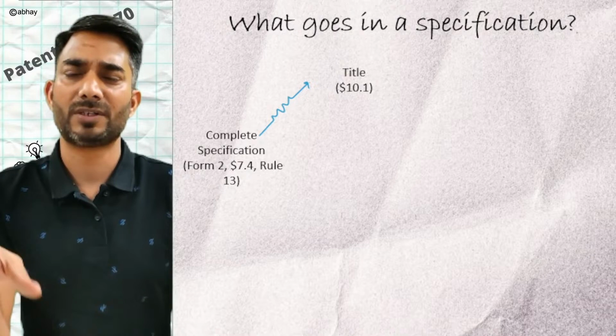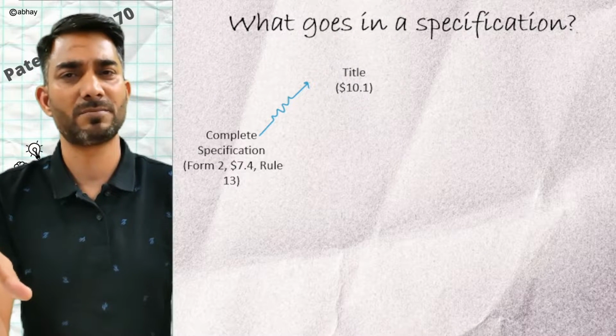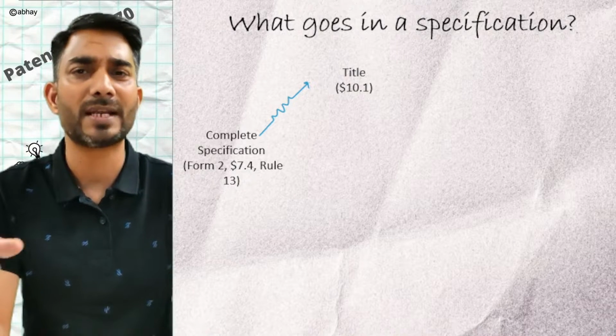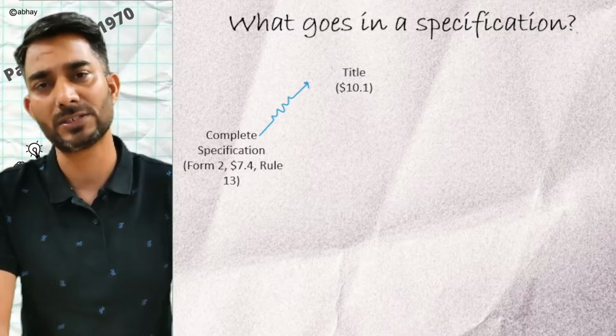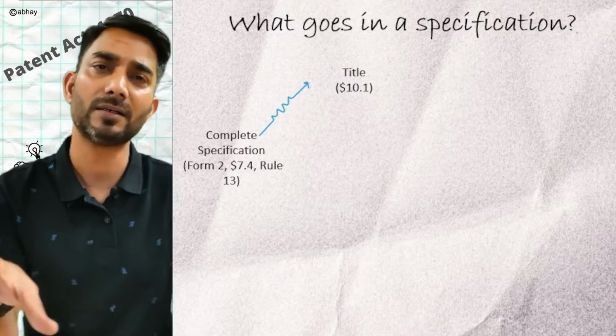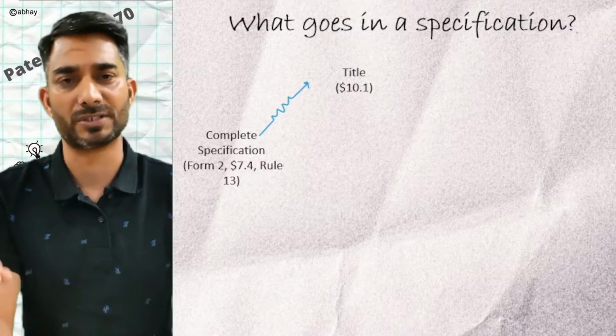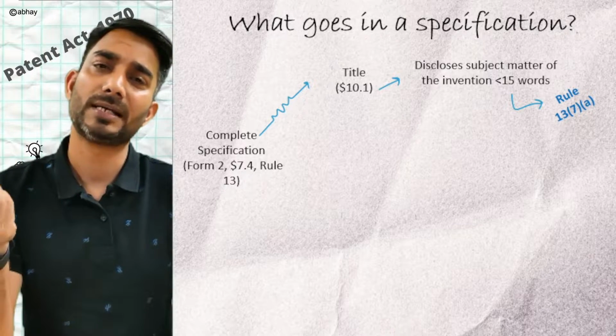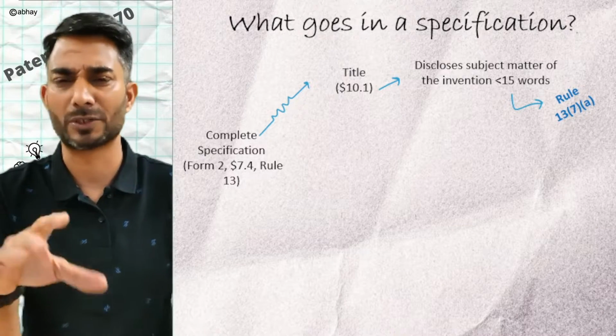It should be brief, it should be devoid of any fancy terms, should not have words like patent or inventor's name in it, or anything else which does not make sense or does not help in identifying the subject matter of the invention. And there is a word limit to it. It should be less than or equal to 15 words.